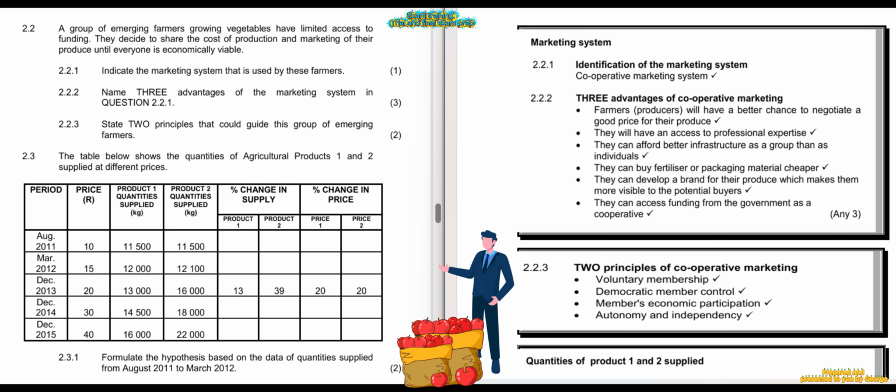2.2.2. Name 3 advantages of the marketing system in question 2.2.1. 3 advantages of cooperative marketing are that farmers, producers, will have a better chance to negotiate a good price for their produce. They can afford better infrastructure as a group than as individuals, and they can buy fertilizer or packaging material cheaper. 2.2.3. State 2 principles that could guide this group of emerging farmers. 2 principles of cooperative marketing are membership is voluntary and democratic member control.